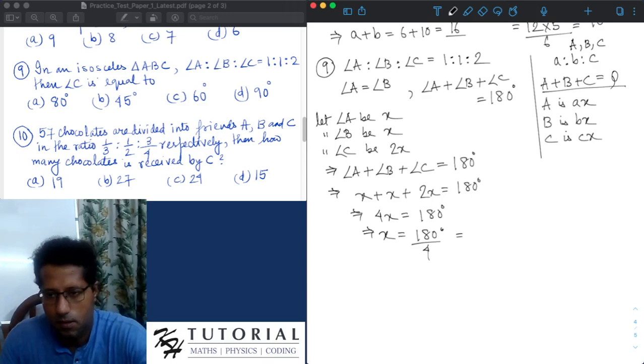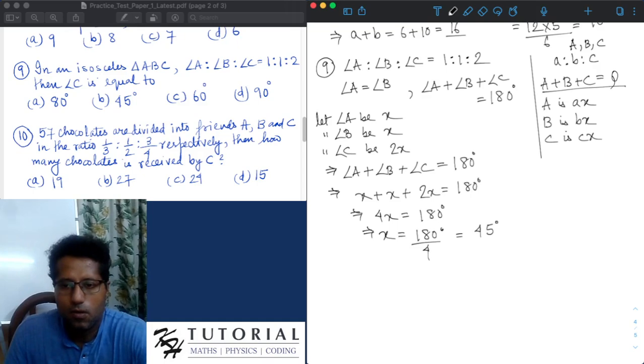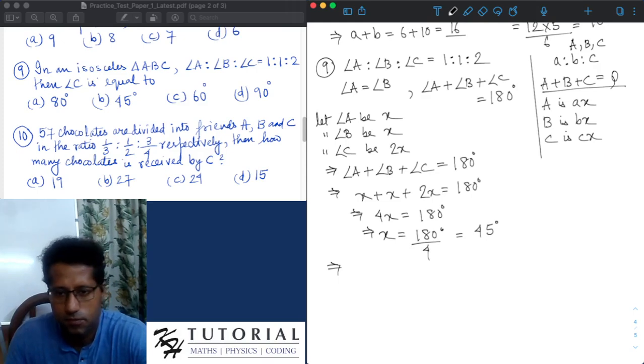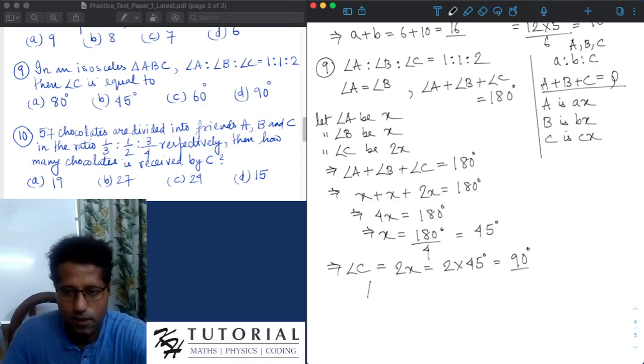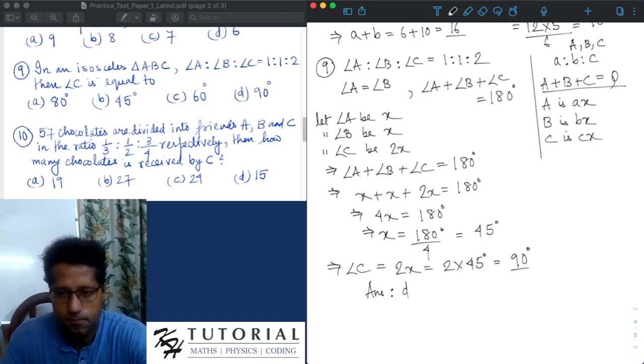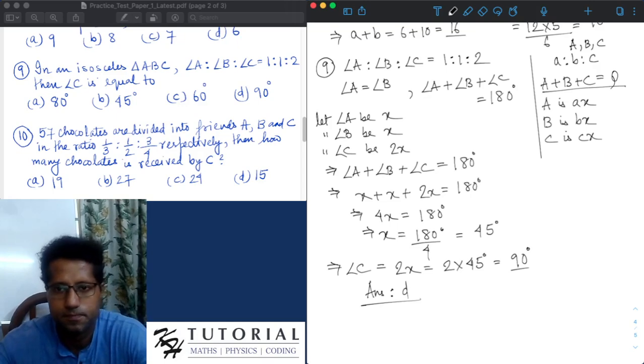This is 45 degree. Now it has asked the value of angle C. So therefore, angle C will be 2x. This is equal to 2 into 45 degree. This is 90 degree. So angle C is 90 degree. So the answer is choice D. Okay.